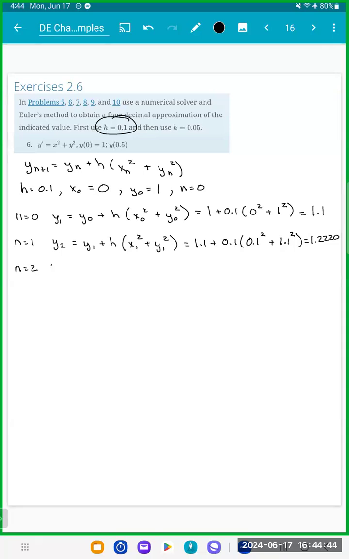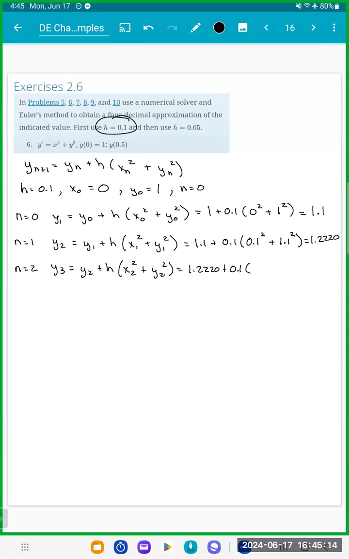Y equal to 2, that is n equal to 2, that is my y sub 3. So this is y squared plus h. Now that is going to be my second x squared plus my second y squared. So my y2 now is at 1.2220. See, we're pulling that from the previous line. My h is still this 0.1.